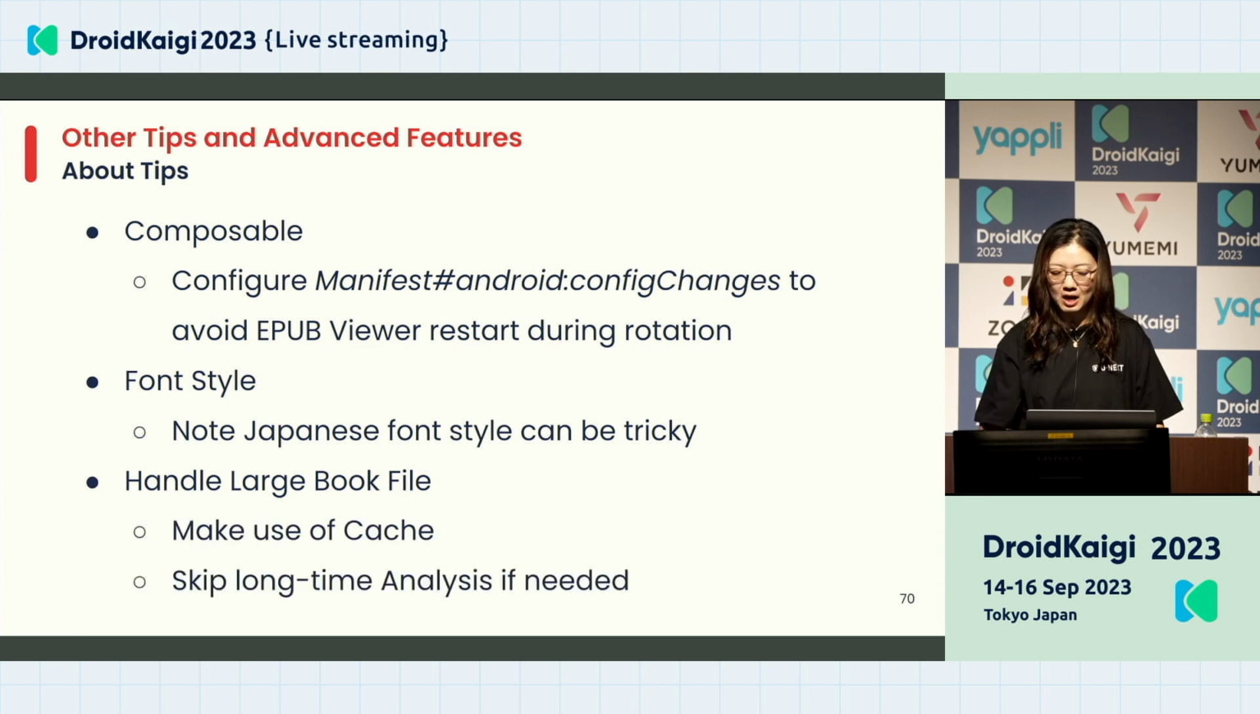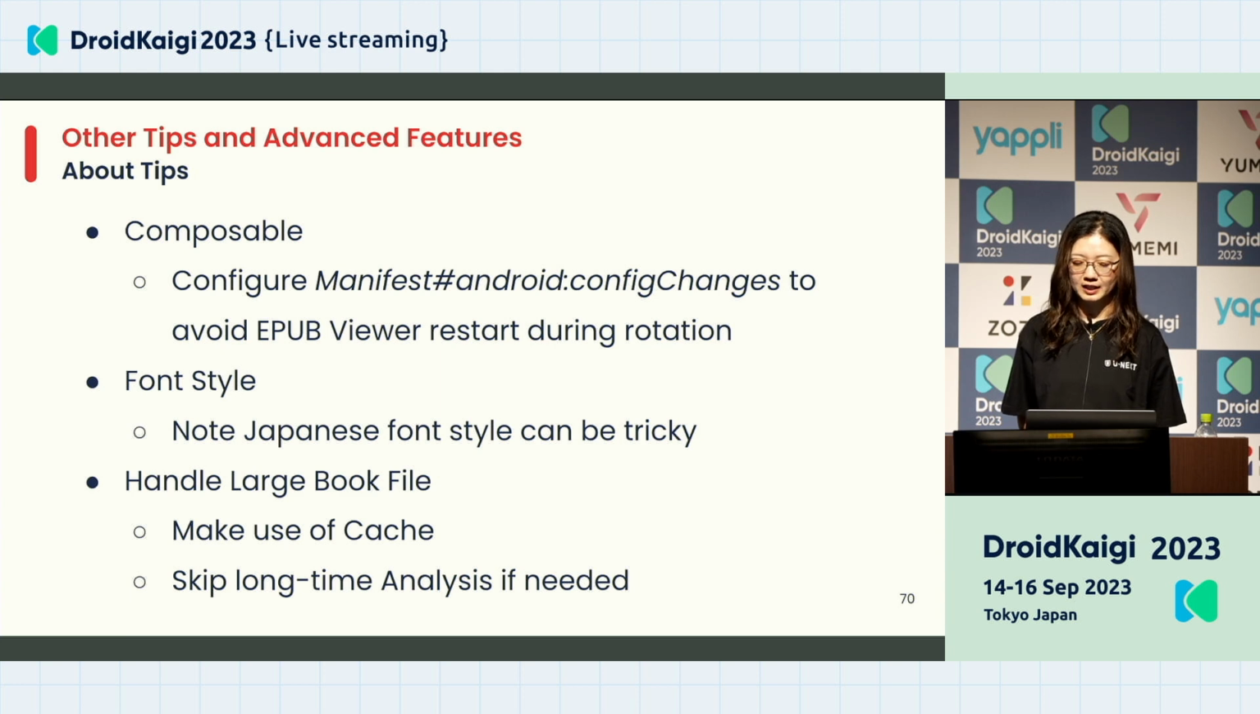Another one is about huge book files. To get the total page number or other meta information, the Epub SDK needs to analyze the book file each time it opens it. For a huge book file, the analysis process can be quite long. To enhance performance, consider implementing caching strategies and explore options to either open the book while analyzing it or skip the analysis process altogether. This choice can significantly improve the user experience.